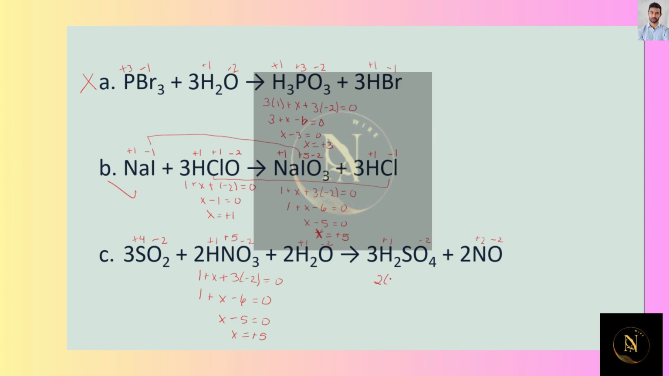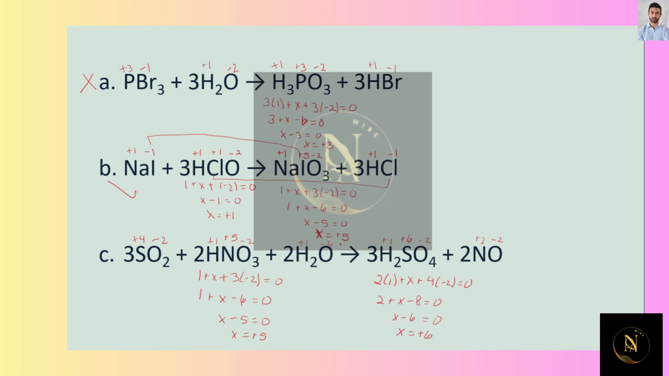I have 2 hydrogens, each with an oxidation number of +1, plus 1 sulfur, so we'll call that 1X, plus 4 times oxygen in this case, equals 0. So that's 2 plus X minus 8 equals 0. X minus 6 equals 0, X equals positive 6. So my oxidation number here is positive 6.